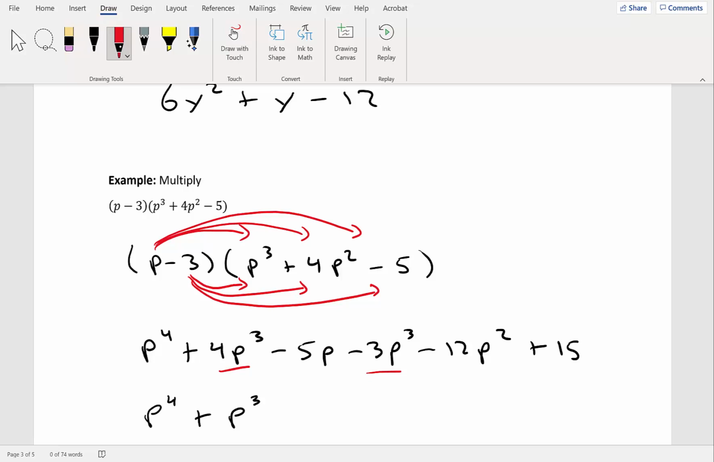Now I have a p squared term here, but I don't have any like terms with it, so I can't combine it with anything. So you just write it out the same way. So I have negative 12p squared. Then I have a negative 5p here. I don't have any other terms that have just p, so there isn't any like terms for that one. So I'm just going to write it out as minus 5p. And then I have this constant over here. Okay, I have a plus 15.